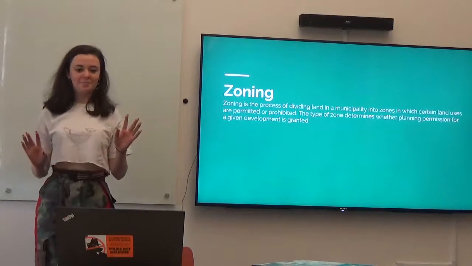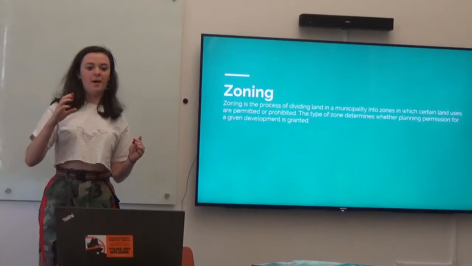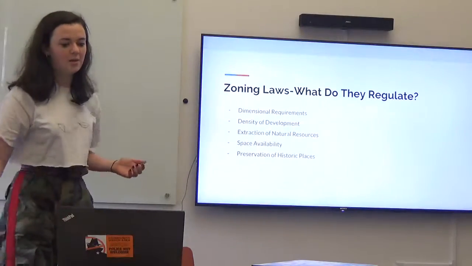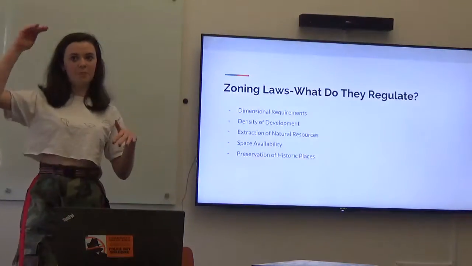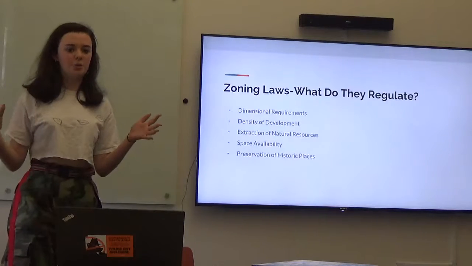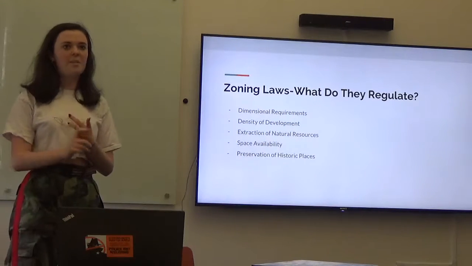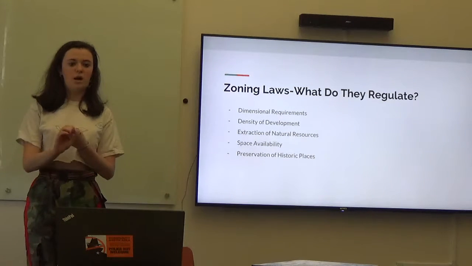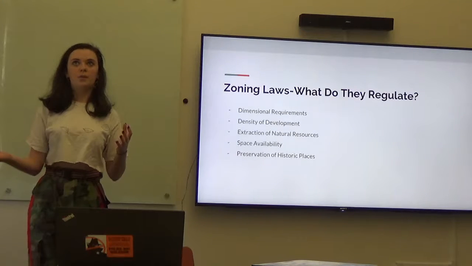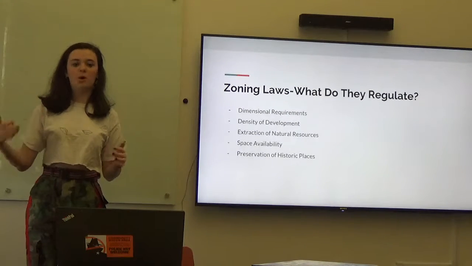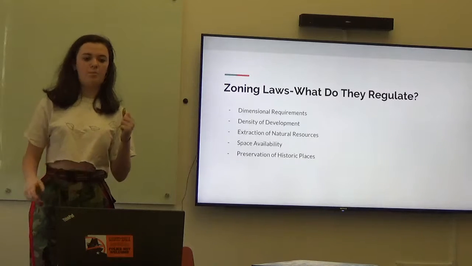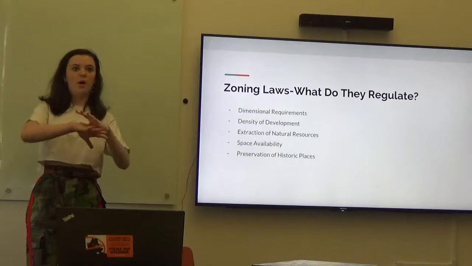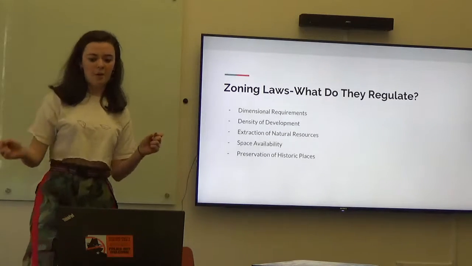So there's definitely different types of zoning where it determines the planning permission, and then the development will be granted. So they regulate the dimension requirements, how tall buildings should be, how big they should be, the density of development, how many houses are close together, whether it's apartment blocks as well, the extraction of natural resources, so that agricultural land wouldn't be overworked, and preservation of historical places, so that they're preserved, as well as other new development growing around it.